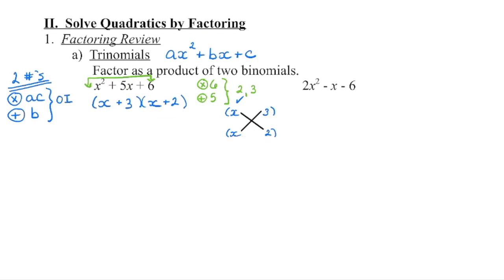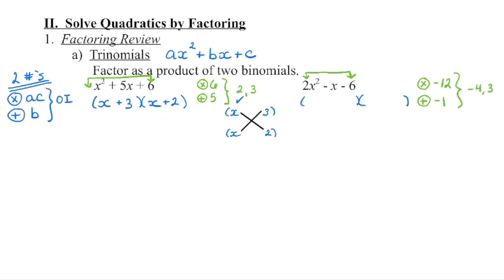Okay, let's try another one. So first thing we're going to check, is there a greatest common factor? In this particular case, there is not. So we're going to multiply a and c because it is a trinomial. We're looking for those two numbers that are going to multiply to give us negative 12, and then add to give us that b value, which is negative 1. So the two numbers that we need are negative 4 and 3.